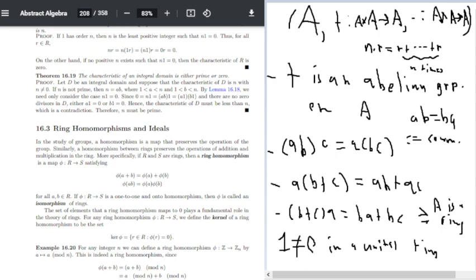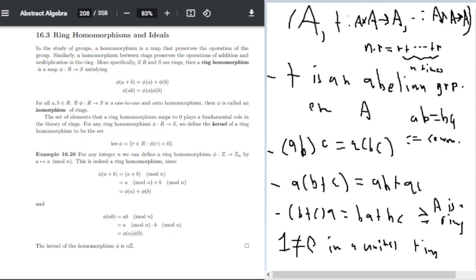By Lemma 16.18, we need only consider the case n1 equals 0. Since 0 is equal to n1 is equal to (ab)1 is equal to (a1)(b1), and there are no zero divisors in D, either a1 is equal to 0 or b1 is equal to 0. Hence, the characteristic of D must be less than n, which is a contradiction. Therefore, n must be prime, so we can't make this factorization.